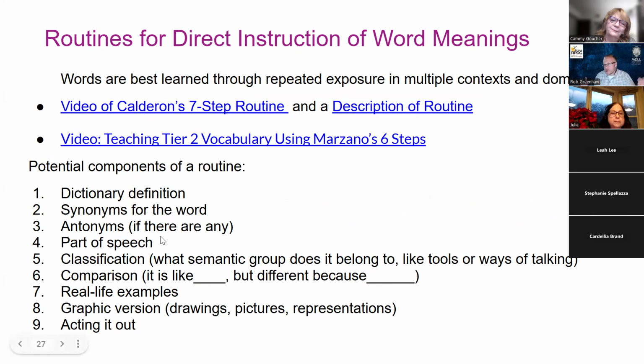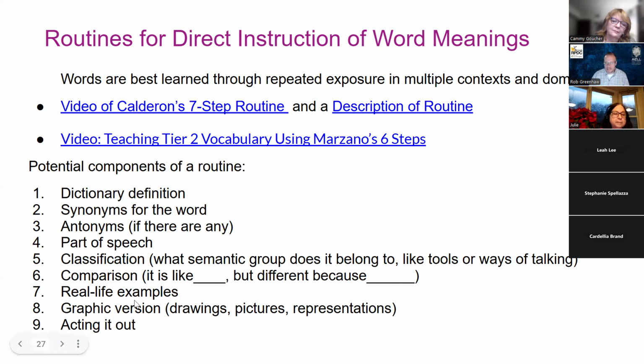Developing a routine is important. The book talks about Marzano's 6-step routine. There's one by Margarita Calderon called a 7-step routine. It's very similar. It includes the translation into the home language. These are other things you might do in your routine.